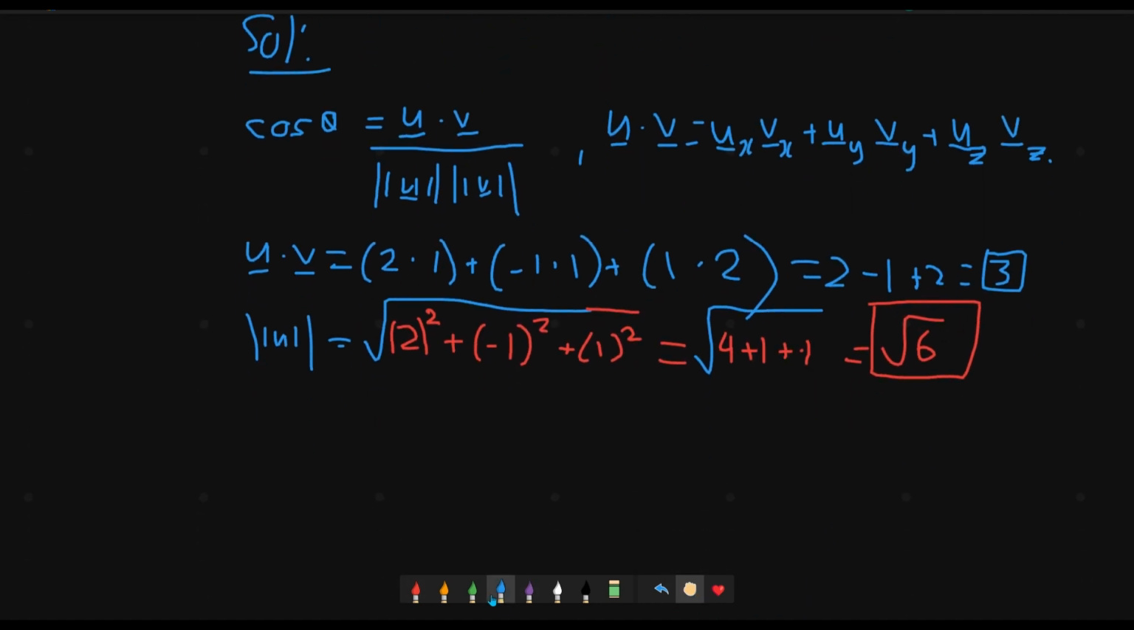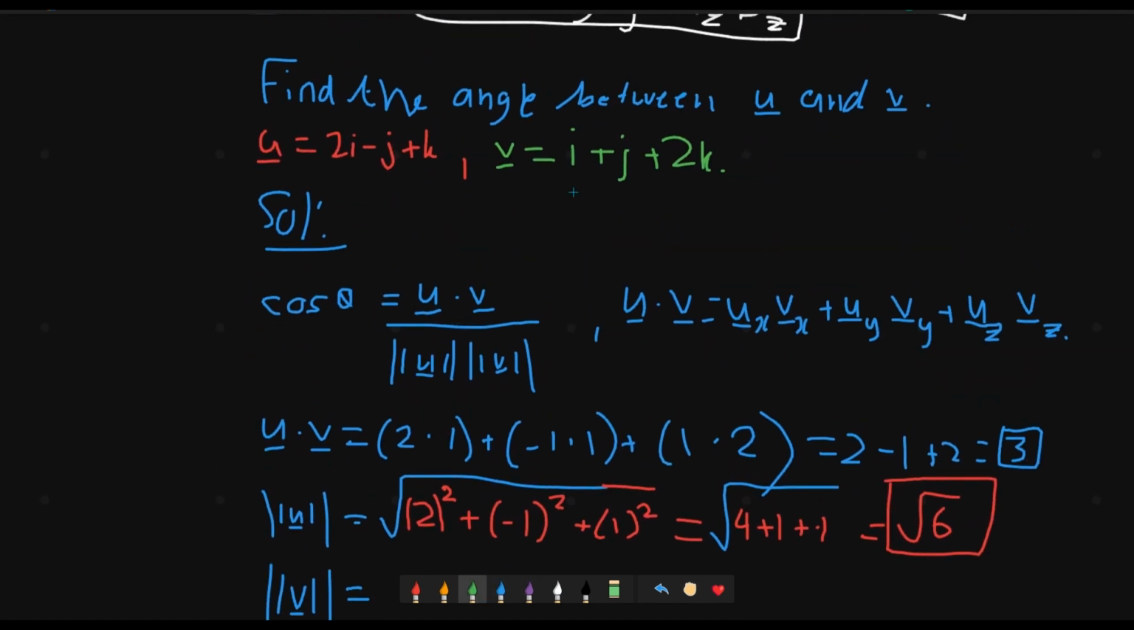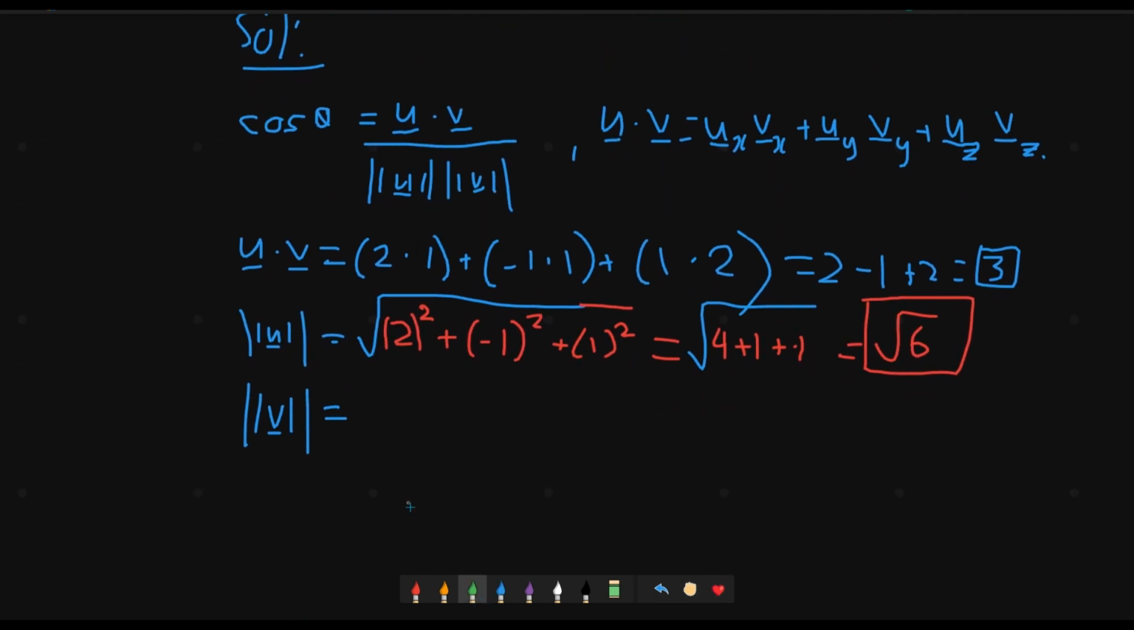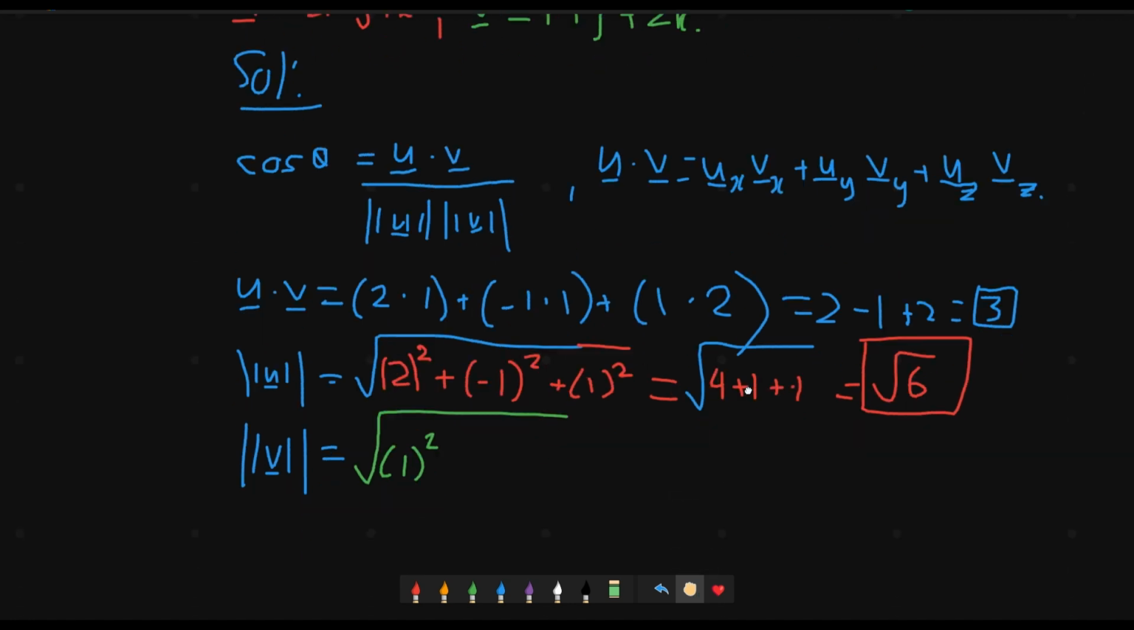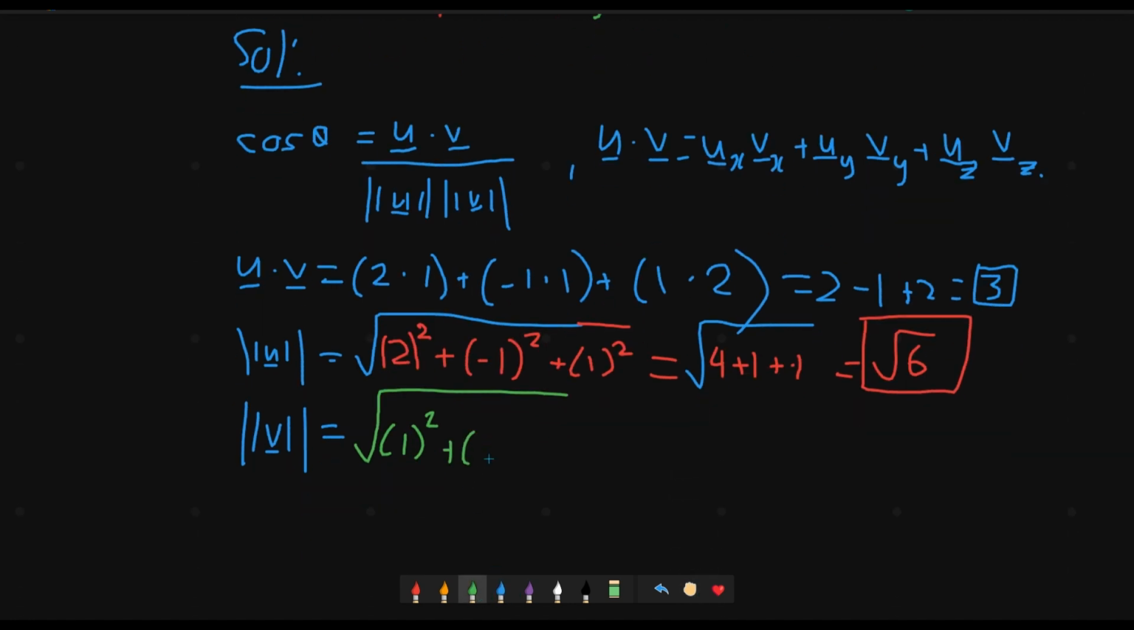What about v? Well, for v, the magnitude of v is going to be the square root again, but it's going to be of 1 squared plus 1 squared plus 2 squared. Okay, very nice. This is going to be the square root of 1 plus 1 plus 4, which equals square root of 6 again.